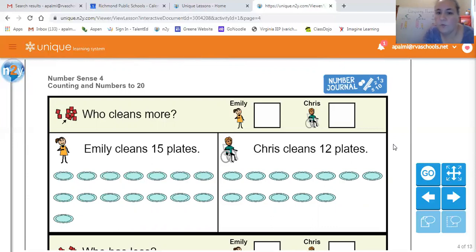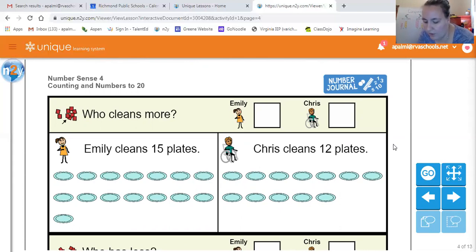Now, we are going to do one person at a time. We're going to make our stack and see who has more and who has less. And after we do who has more and less, we will talk about which sign we should use if we made it into a number sentence, okay? So, make sure I have enough blocks ready for my friends Chris and Emily.